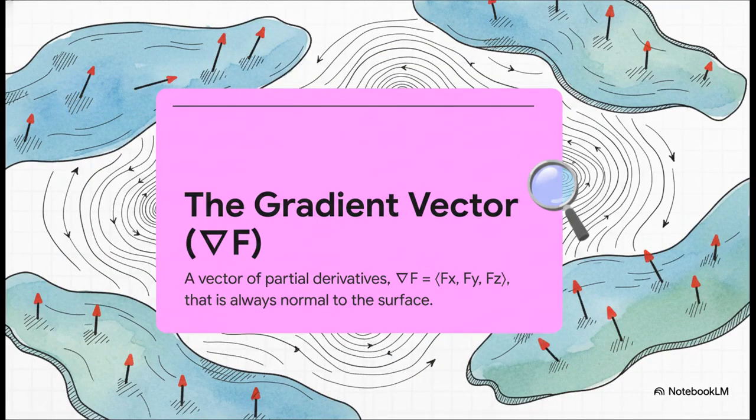So for any surface you can write in the form f(x, y, z) equals some constant, we call that a level surface, the gradient is just a vector made up of its partial derivatives. Super simple to calculate. Now, you might already know the gradient as the thing that points in the direction of steepest ascent, like the fastest way up a hill. But here's the geometric property that changes everything for us. At any point on a surface, the gradient vector is always pointing perfectly perpendicular, or normal, to it. That one fact is the secret weapon we're about to use.